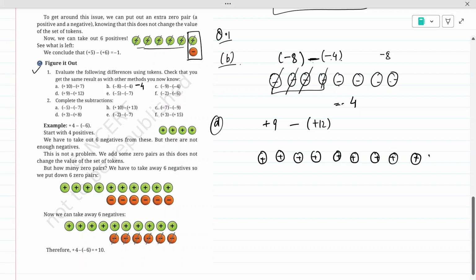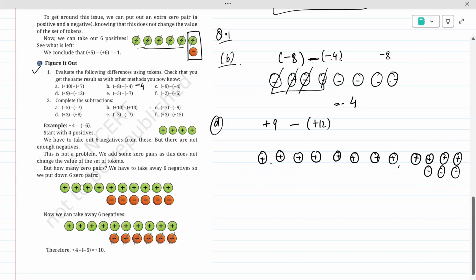So let me add 1, 2, 3. Right? So when I am adding 3 zero pairs to it, after that we will have 12 positives with us, so we can subtract them. Okay, see again, we had 9 positives given to us, but we have to subtract 12 positives from this. So first of all, we are adding the zero pairs to it. How many? 3, because adding 3 to 9 will make it 12. So we are adding 3 zero pairs.